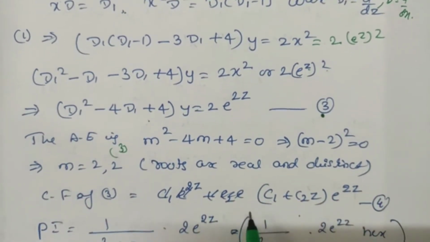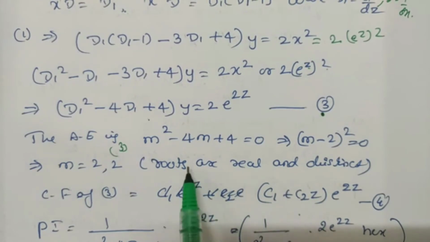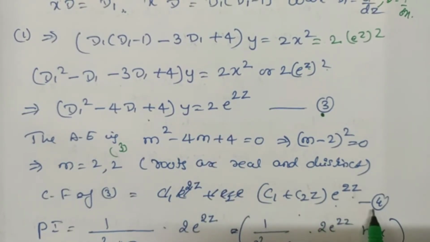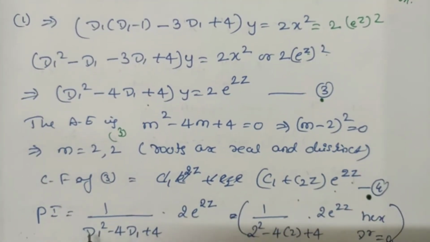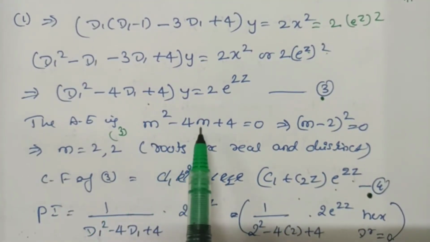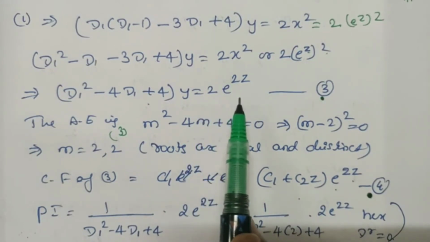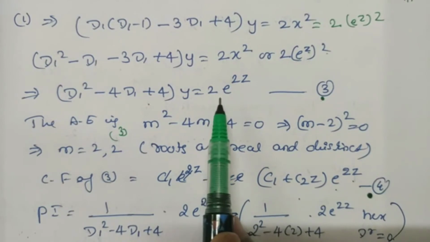So its complementary function is c1 plus c2 z, because here the whole equation is in terms of z, into e to the power of 2z. Take this one as equation number 4. Now you have to find the particular integral. Particular integral of equation 3 only it is. Now we have to find the solution for equation 3. After that we can resubstitute the value of z.